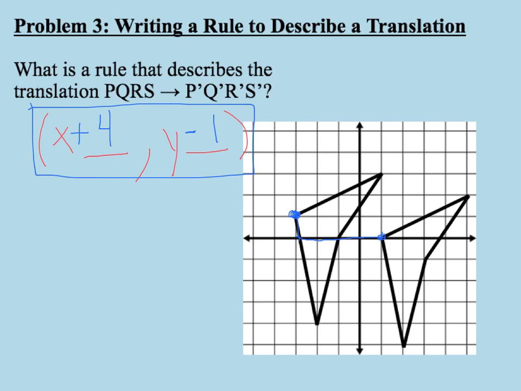Now you could have also had this point to this point, and let's say that you moved from left to right. So if you went left 4, this could have also been an answer. It's going to give you the same image, but since this picture did not clarify what was the pre-image and image, then you could have either answer and they still both would be correct.